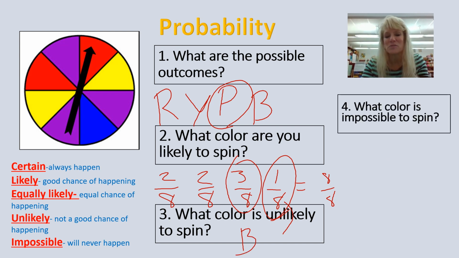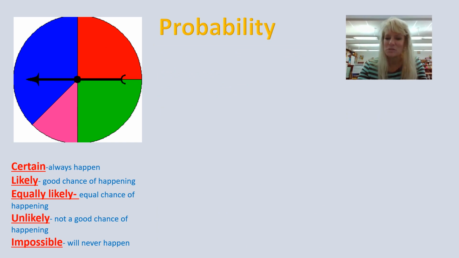All right, and what color is impossible to spin? Let's go ahead and say green. It's whatever color is just not there. That's impossible. All right, we have another one. This one's a little tricky. So let's take a look at this one.